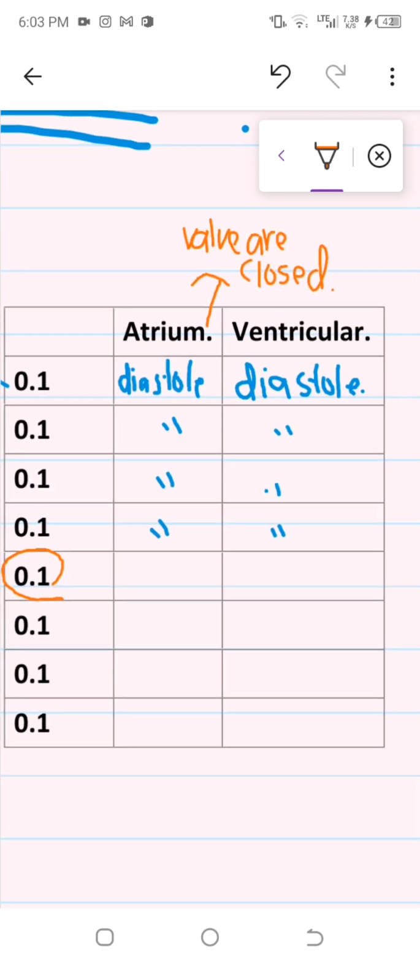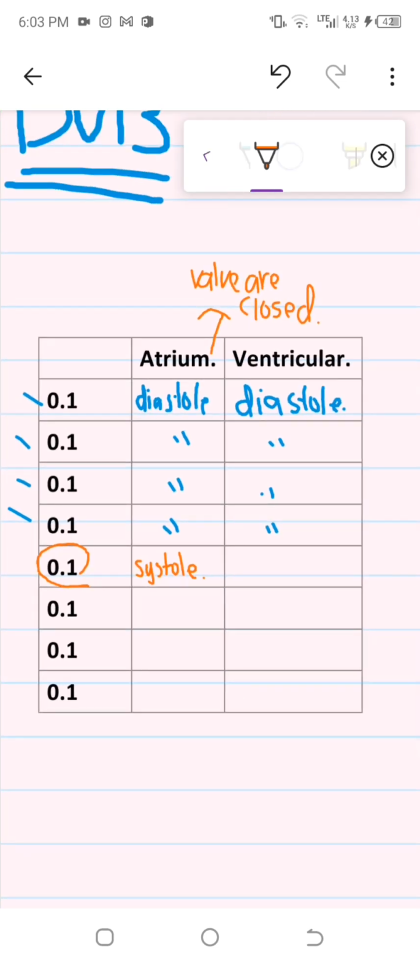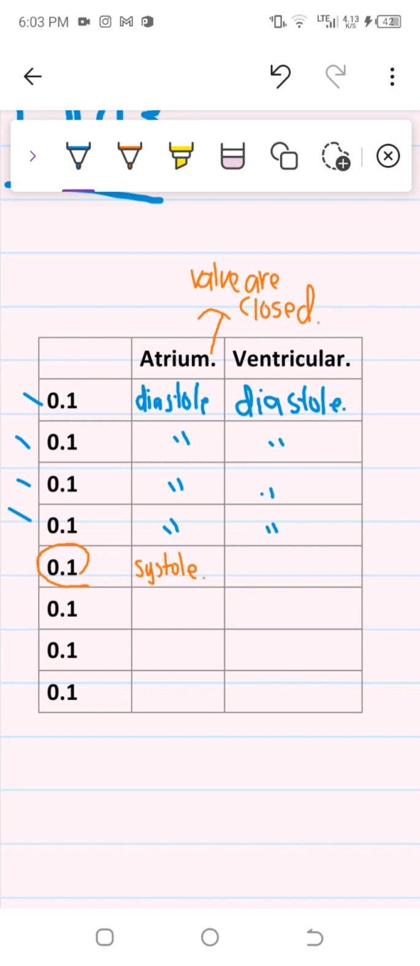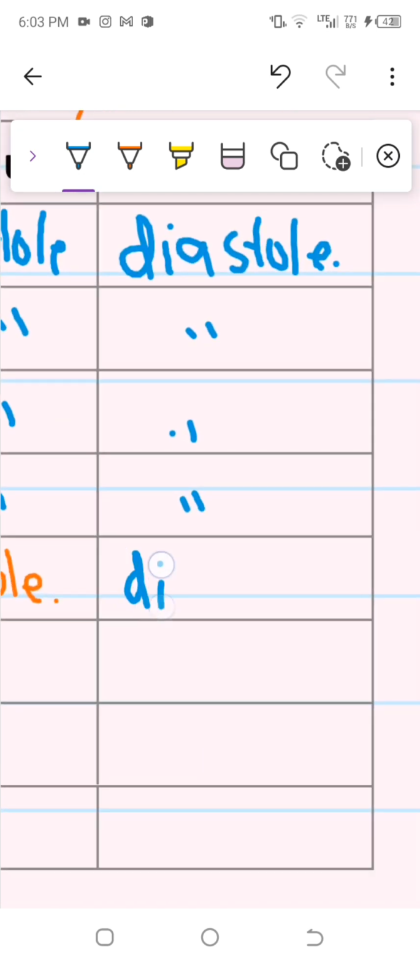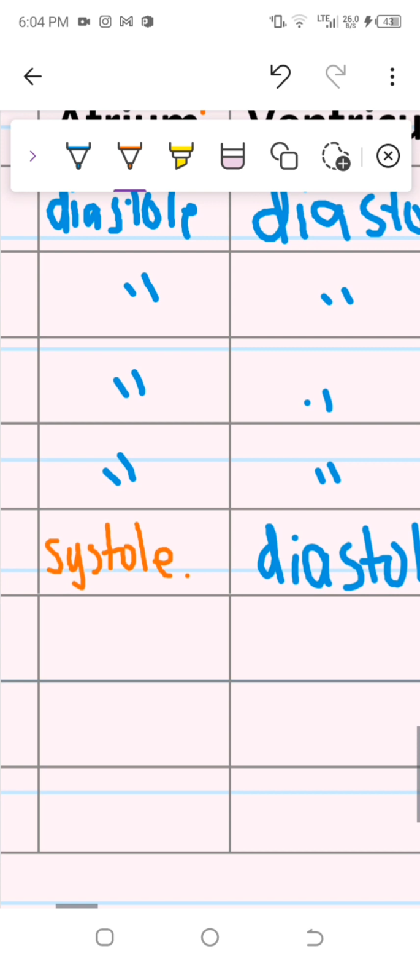After that, at this 0.1 second, what will happen? At this 0.1 second, the atrium will be in systole, and here the ventricle will be in diastole. At the end of the atrial systole, the AV valve will be closed. When the AV valve is closed, you will hear a sound that is lub.